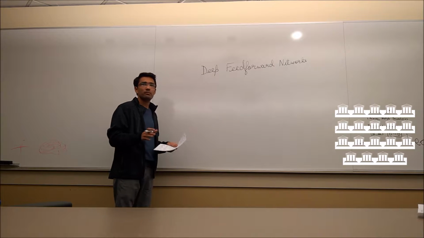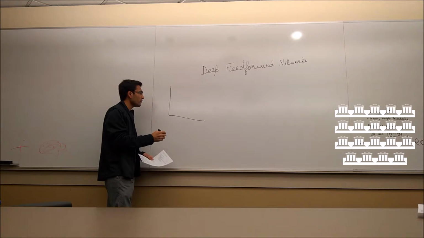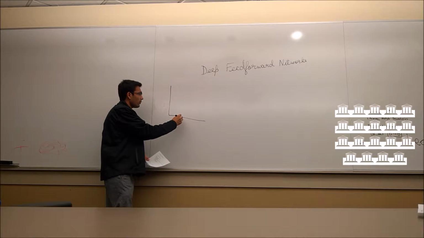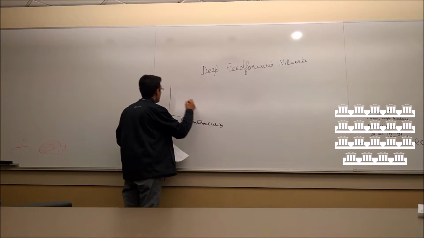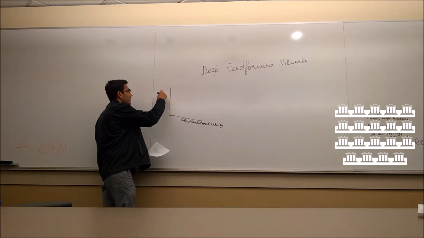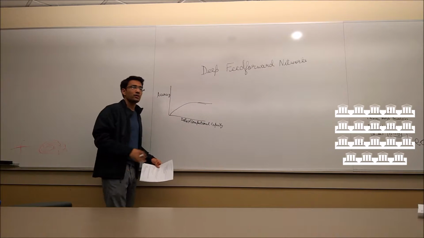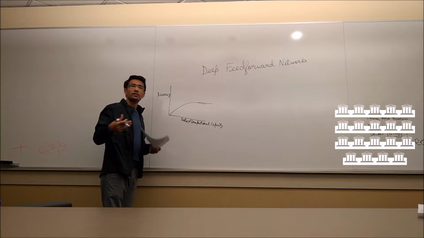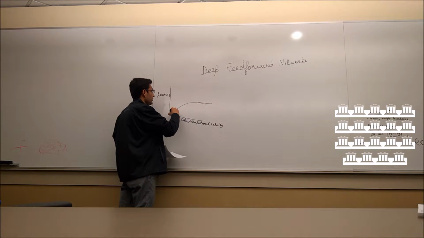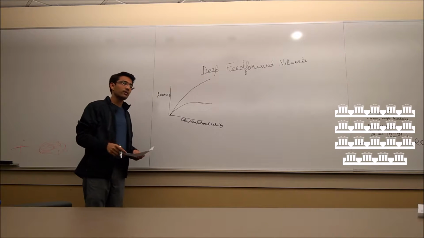So that's kind of the whole motto. In a sense, if I make a graph of the amount of data plus computational capacity that I have, and the accuracy that I can gain for a certain machine learning problem, all the previous classifiers would kind of saturate beyond a certain amount of data and computational capacity, but deep feed-forward networks kind of keep going, right?